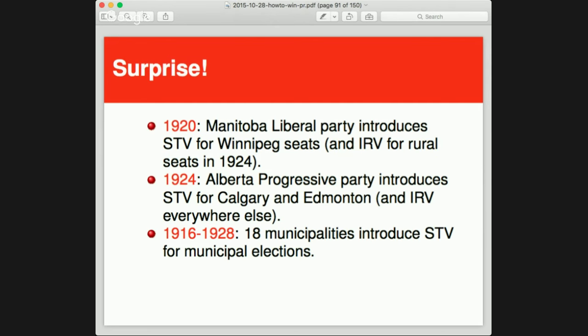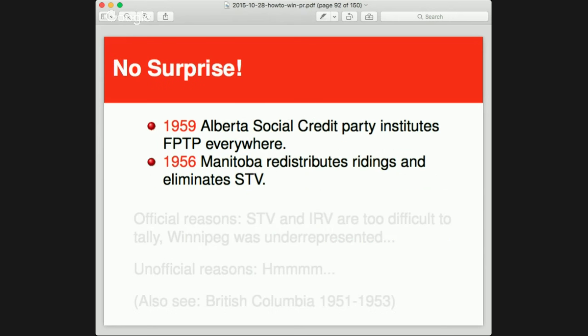So, well, we haven't had it. In Manitoba, they had it. They used it in Winnipeg for the Winnipeg seats provincially. In Alberta, the Progressive Party had single transferable vote for Calgary and Edmonton and this instant runoff everywhere else. And then there was this little trendy spate back in the 1920s when municipalities switched to it, right? Awesome. We have proportional representation. Hooray! Oh no. Governments then took it away. So in 1959, the social credits got their majority and they said, no, this is too confusing, too hard to count. We want first past the post again. 1956, Manitoba does the same. Jennifer. Did they have referendums?